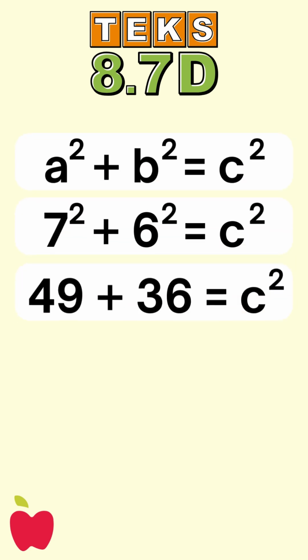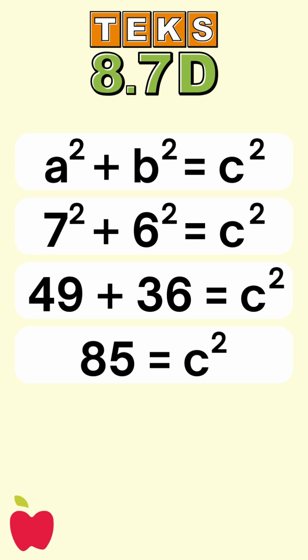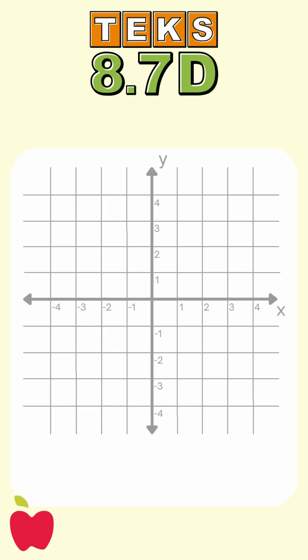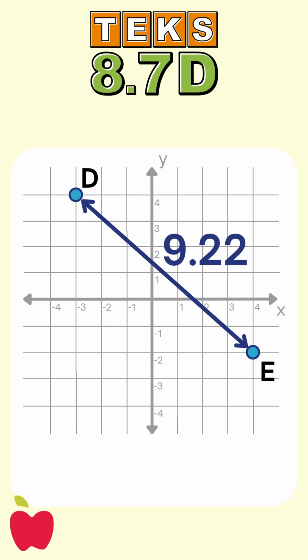7 squared equals 49, 6 squared equals 36. So 49 plus 36 equals 85. To find the distance, take the square root of 85, which is approximately 9.22. So the distance between the points (-3, 4) and (4, -2) is about 9.22 units.